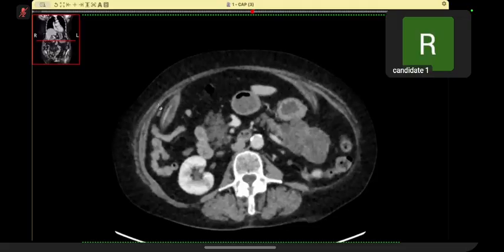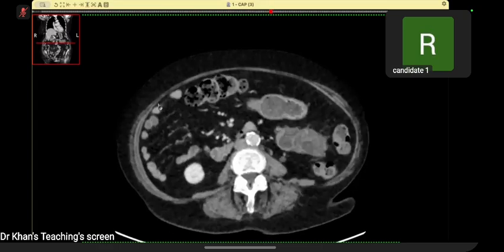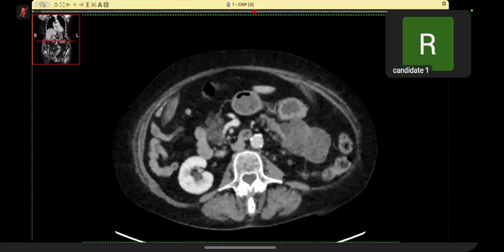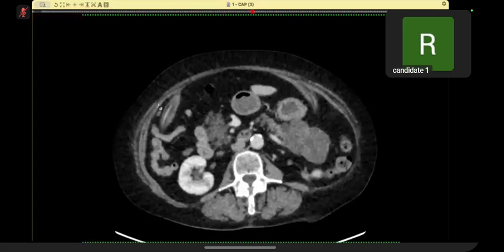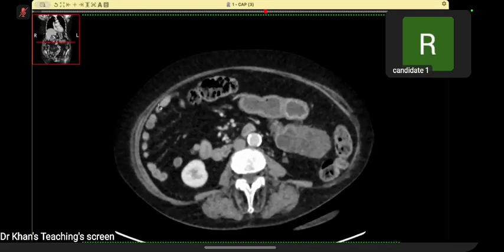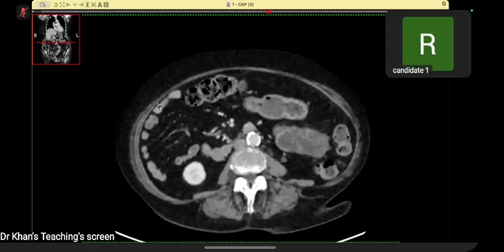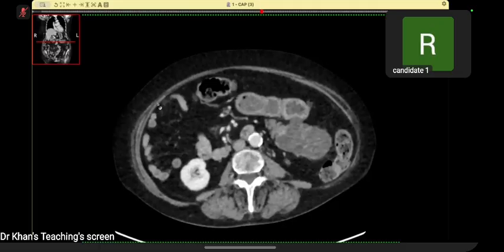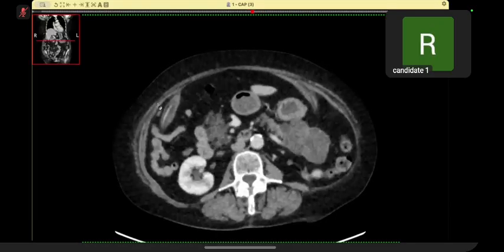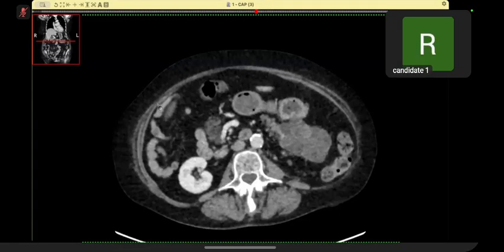Other possibility can be intraductal papillary mucinous neoplasm. However, I do not see any ductal dilatation of the pancreatic duct. And the third possibility can be cystic pancreatic neuroendocrine tumor. However, it is not enhancing to the degree neuroendocrine tumors enhance. No surrounding fatty stranding does not suggest any infective etiology or post pancreatitis, and there is no relevant history of pancreatitis. So I would like to see any lymph nodes.